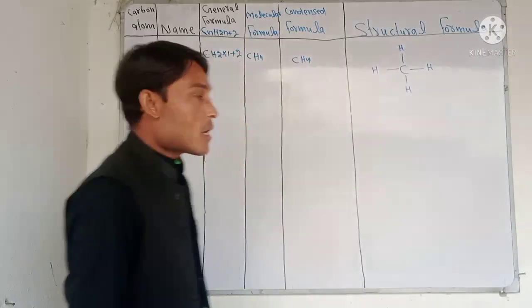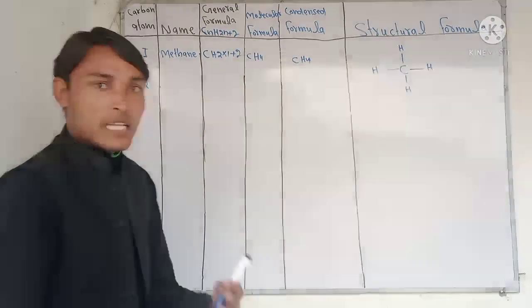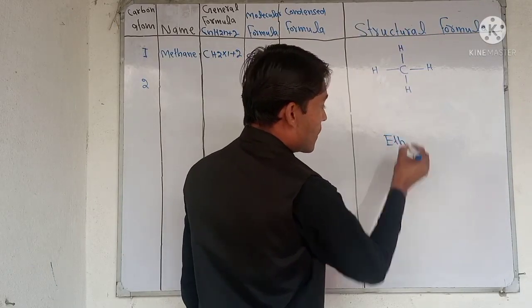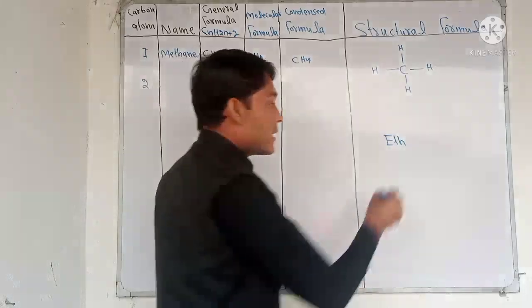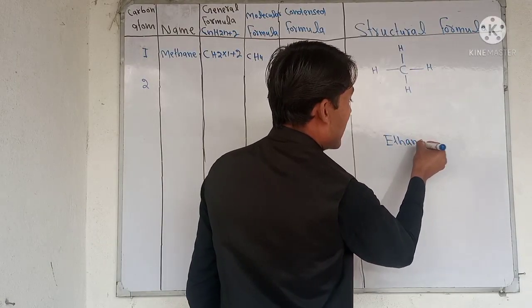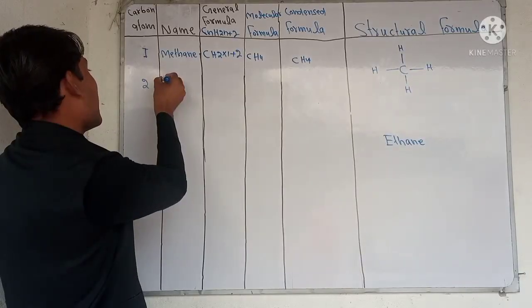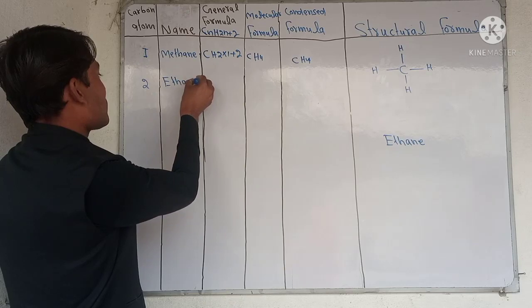Now let's talk about carbon number 2. For carbon number 2 we give another prefix, which is called eth. And as we know, for alkane we need the suffix A and E, so we always have to add it. So now we can write ethane. The pronunciation is ethane. We can write here ethane.